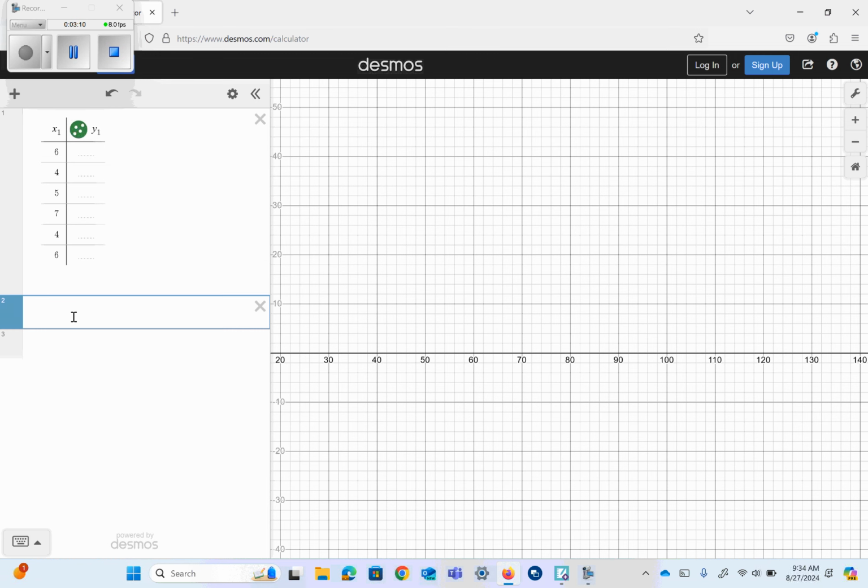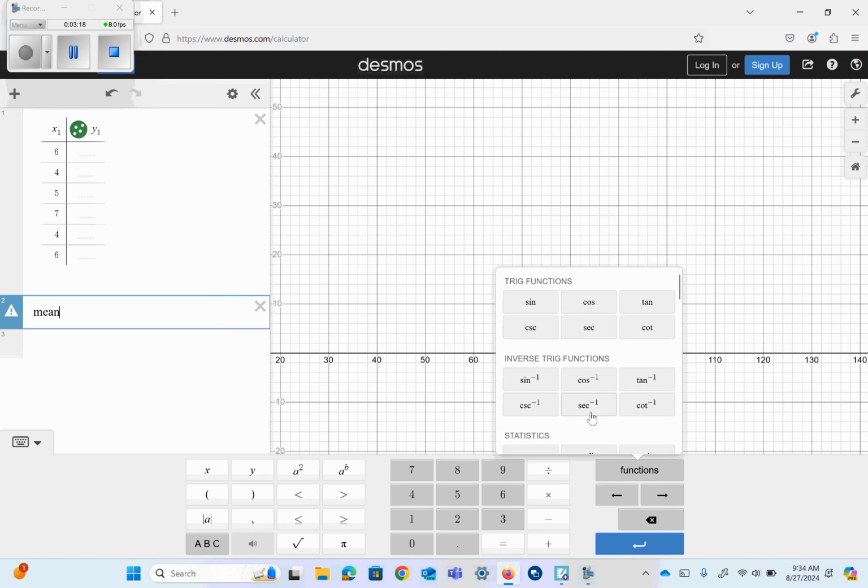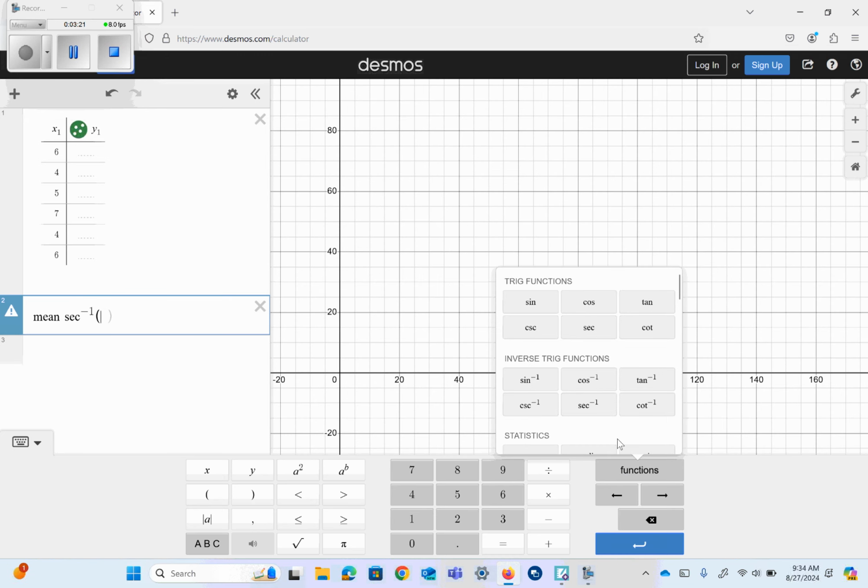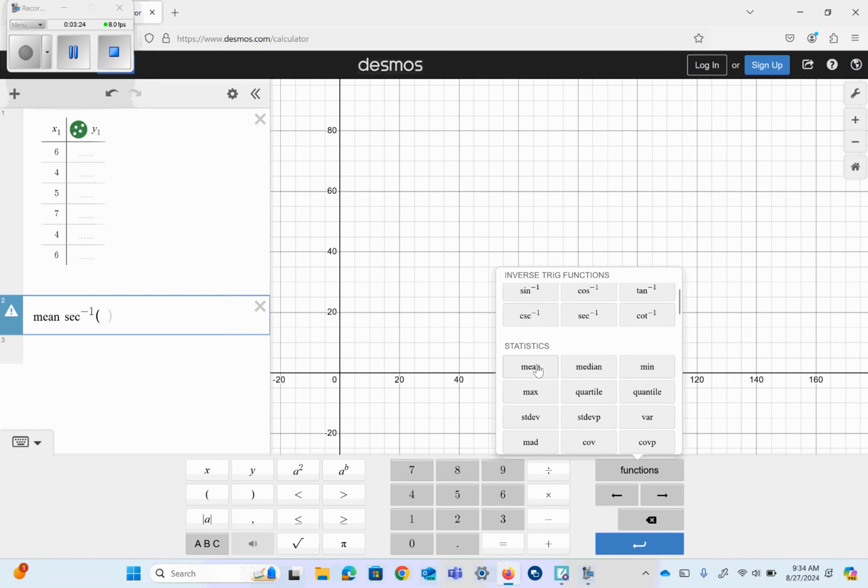So here's the nice thing. We just type in the word mean, or you can find it under functions, where you might be able to find mean. So mean would be right there under statistics. It's your choice. I don't know why I have secant there, but I don't want secant. So the mean of X1 is 5.3, repeating forever. That's so much nicer than going 6 plus 4 plus 5 plus 7 plus 4 plus 6 divided by 6. But it comes out the same number if you did it right.